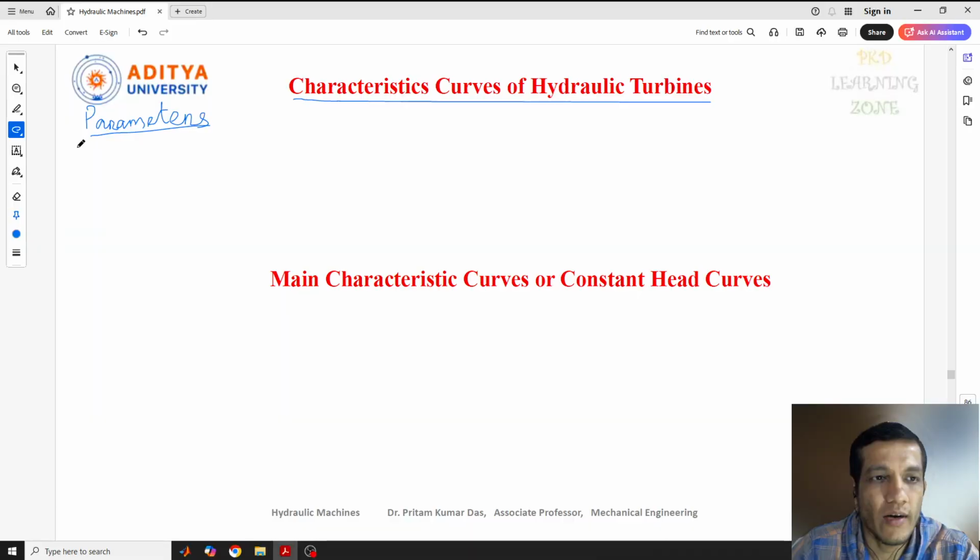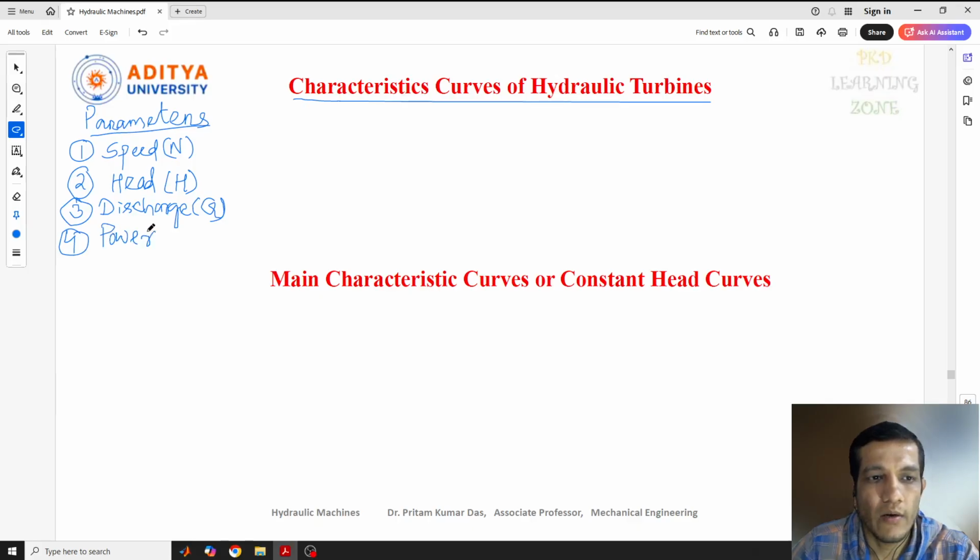The parameters that are considered, the first one is the basic thing, the speed of the turbine, which is denoted by N. Second is the head of the turbine, which is denoted by H. The third one is very simple, that is discharge, the discharge coming out from the turbine. The fourth one is power, the power developed in the turbine.